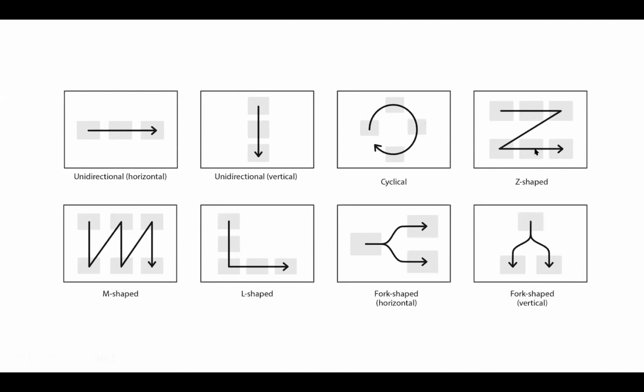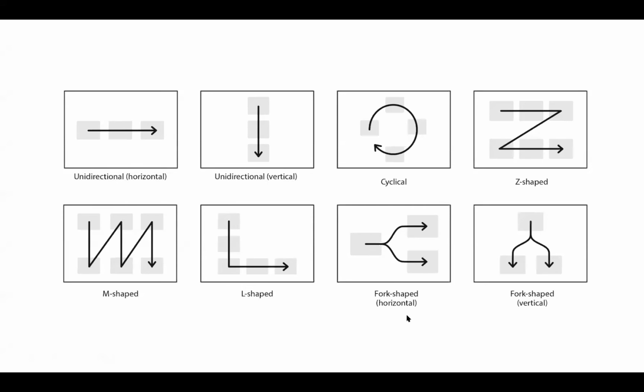A Z shape for maybe a protocol or a timeline or something that's really long and you can't fit it all into one row. M shape is a little more specific to maybe poster building. You've probably seen that in sort of the intro results all the way to the conclusion. L shape is if you want to get a little ambitious and have kind of a main image in the center there, and then kind of have smaller subsidiary images around.